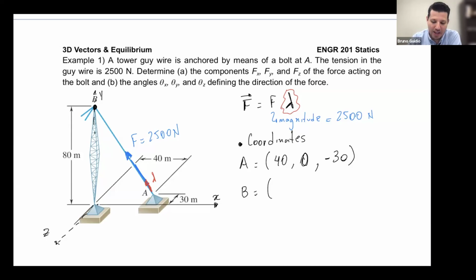Bruno, why is 40 positive? Because 4 is going to the positive x direction, 0, and then 30 is going to the negative z direction. What about B? Well, B in x was right here in the orange. 0. What about Y? Now I have something in Y. 80. What about Z? Well, Z is right here again, in the orange. 0.